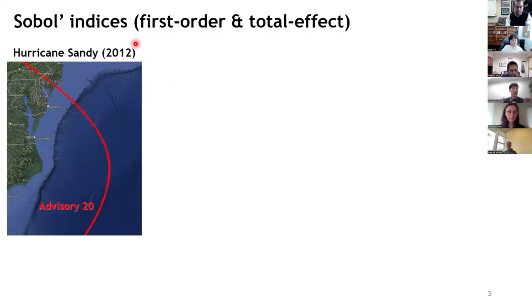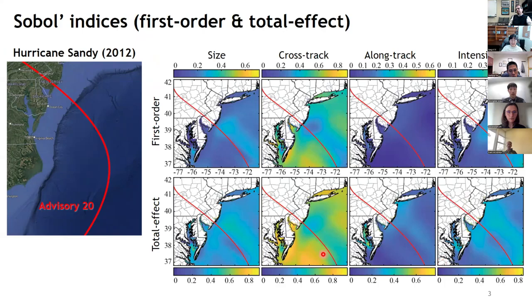In this slide, I will show some estimated first order and total effect Sobol indices for advisory 20 of Hurricane Sandy. In this big figure, I would like to show you the individual sensitivity results for each QI, or each location of interest. In the first row, I'm showing you the first order Sobol indices, and in the second row, I'm showing you the total effect Sobol indices. And each column shows the corresponding Sobol indices for each storm feature.